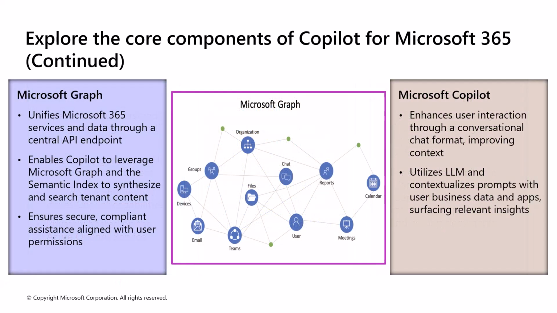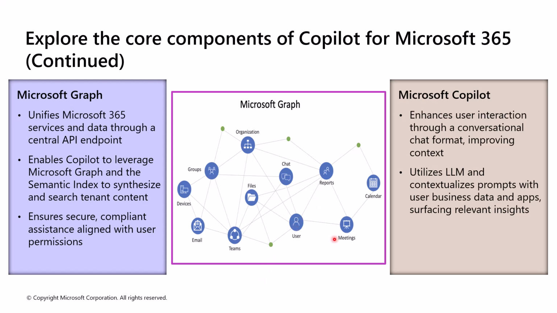So the next component we're going to talk about here is the Microsoft Graph itself. Microsoft Graph unifies Microsoft 365 services and data through a central API endpoint. So where everything is connected is the Microsoft Graph, right? Your devices, your emails, Teams, they are all connected through the Microsoft Graph.